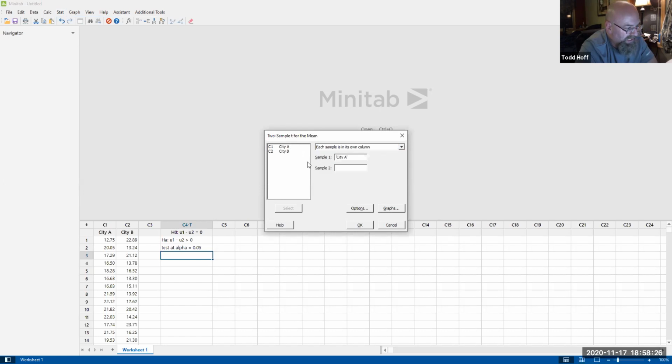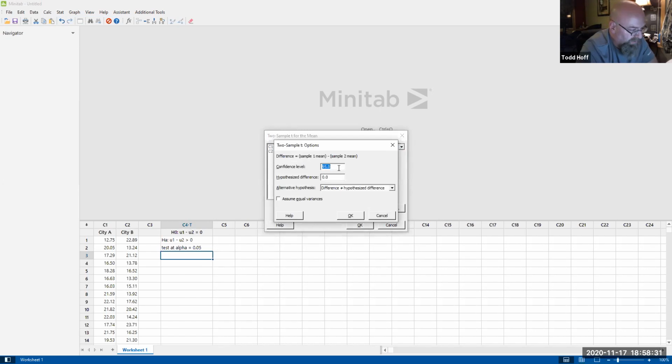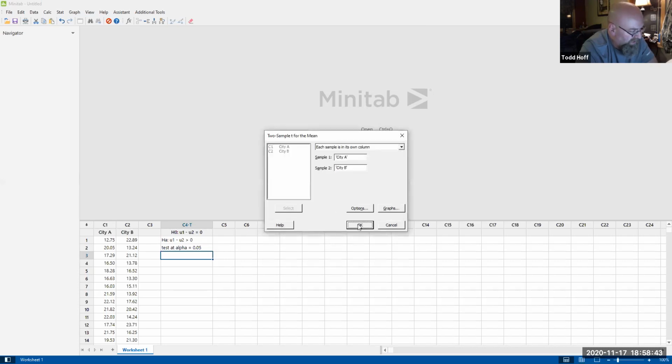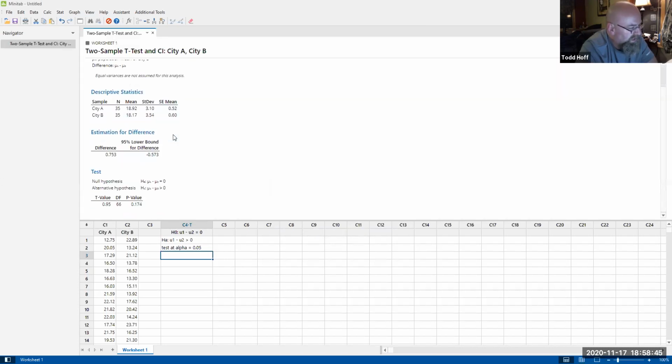First one is city A and city B. Let's select our options. Alpha is 0.05, so 95% confidence is correct. Our hypothesized difference is 0. Our alternative, however, is greater than. So we're going to select that and hit OK. So those are our hypotheses. We get a p-value of 0.174, which is telling us we do not reject the null hypothesis. There's not enough evidence to conclude that city A is greater than city B.